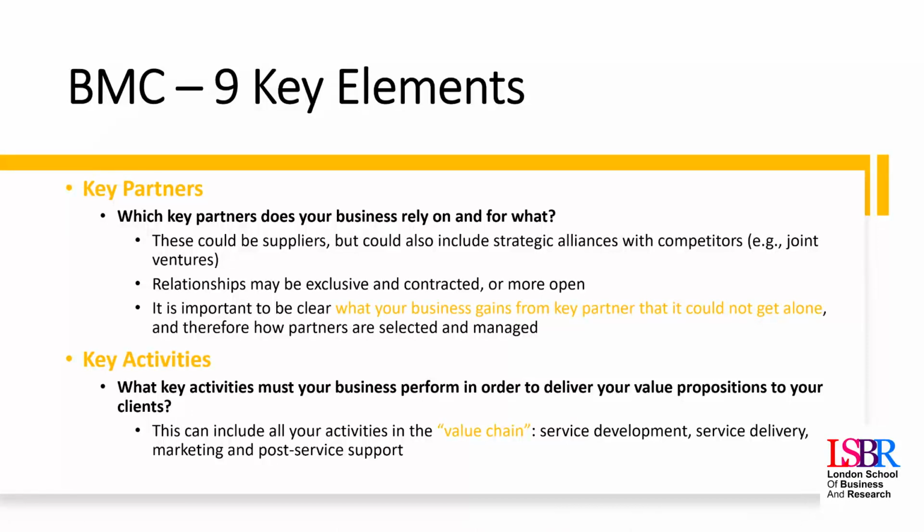So what does your business gain from that key partner that you can't do alone? Ford, Toyota, BMW don't currently have the facility to make their own tires. Maybe they might want to one day in the future, who knows? But perhaps it's just cheaper to buy it from someone else. Buy it from Pirelli, buy it from Michelin, buy it from Ducati or all of these other brands that produce tires.